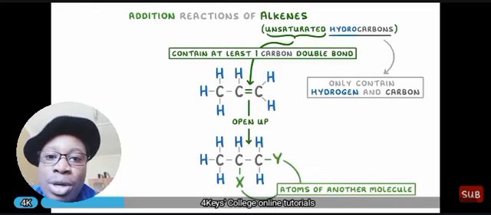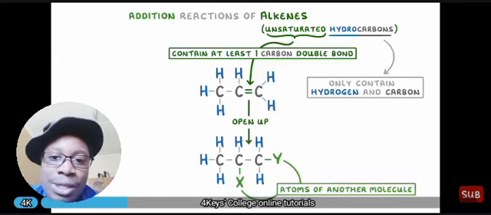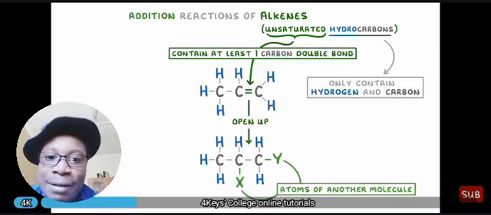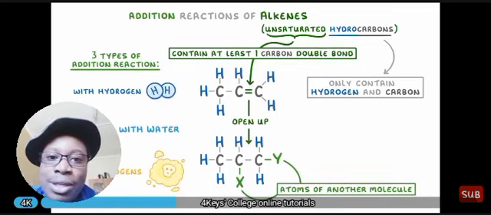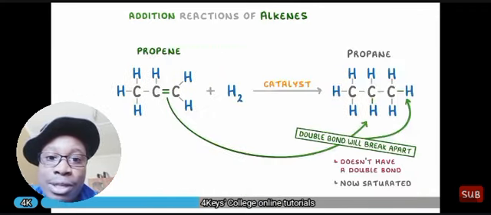So when the bond opens up, it's going to allow you to add atoms from another molecule, and those reactions are called addition reactions. So we're going to look at three types here: the addition of hydrogen, water, and halogens onto the alkene double bond. So let's look at the first reaction, which is the addition of hydrogen.